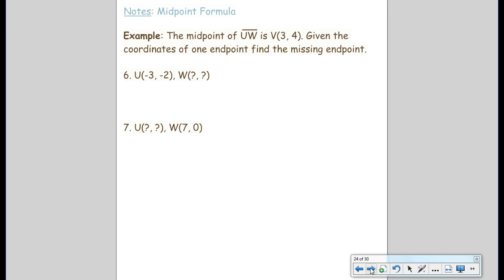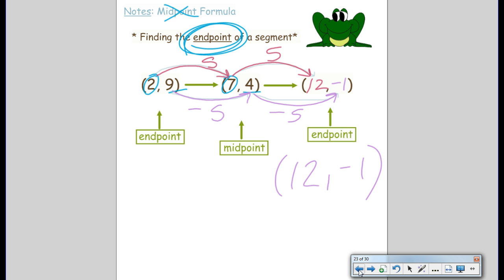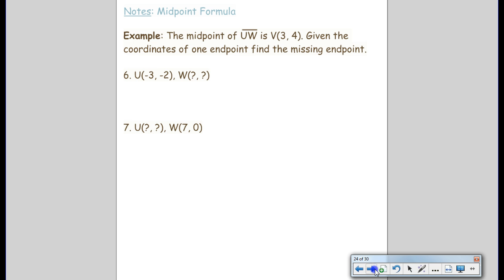Okay, let's try this one. Wait, how'd you get the negative 1 again? We're standing at 4, and I go backwards 5. Oh, okay. And we're now past 0, we're at negative 1. Okay, got it. 4 minus 5.